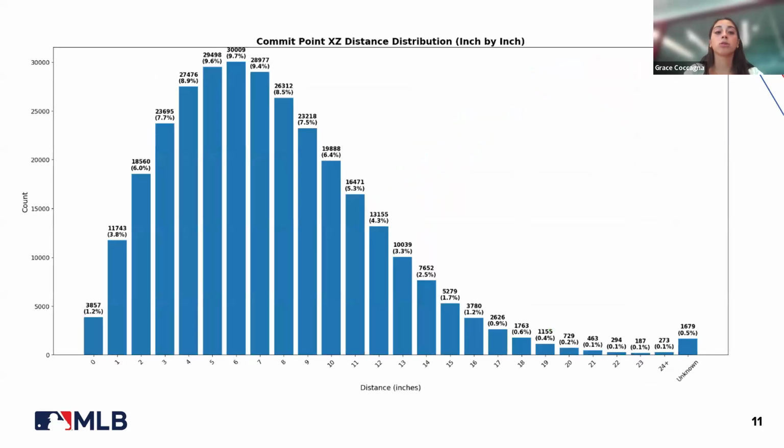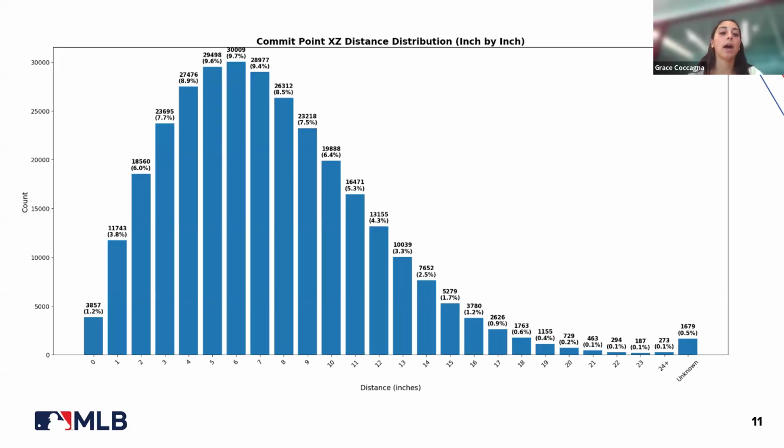Now that we have established where that commit point is, we want to figure out what threshold may need to be at the commit point. One metric that I used for my analysis was the XZ distance, which is the Euclidean distance, or the vertical and horizontal averages, between the pitch coordinates of these 2 pitches at the commit point.